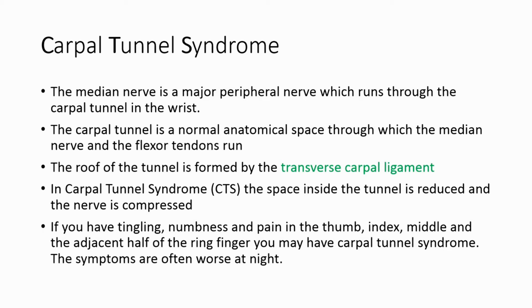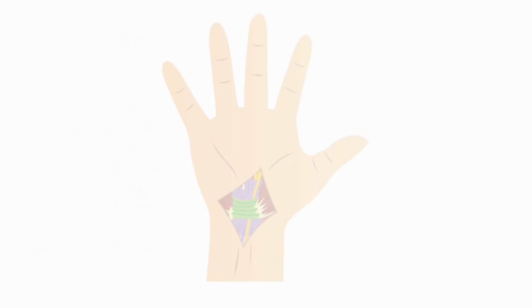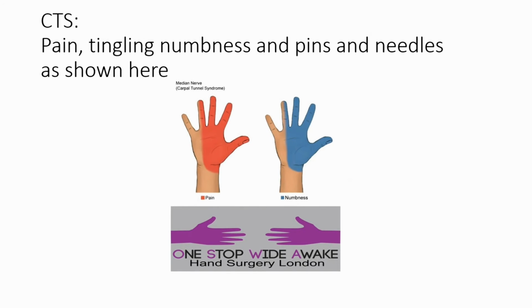If you have tingling, numbness, and pain in the thumb, index, middle, and the adjacent half of the ring finger, you may have carpal tunnel syndrome. The symptoms are often worse at night. Carpal tunnel syndrome: pain, tingling, numbness, and pins and needles as shown here.